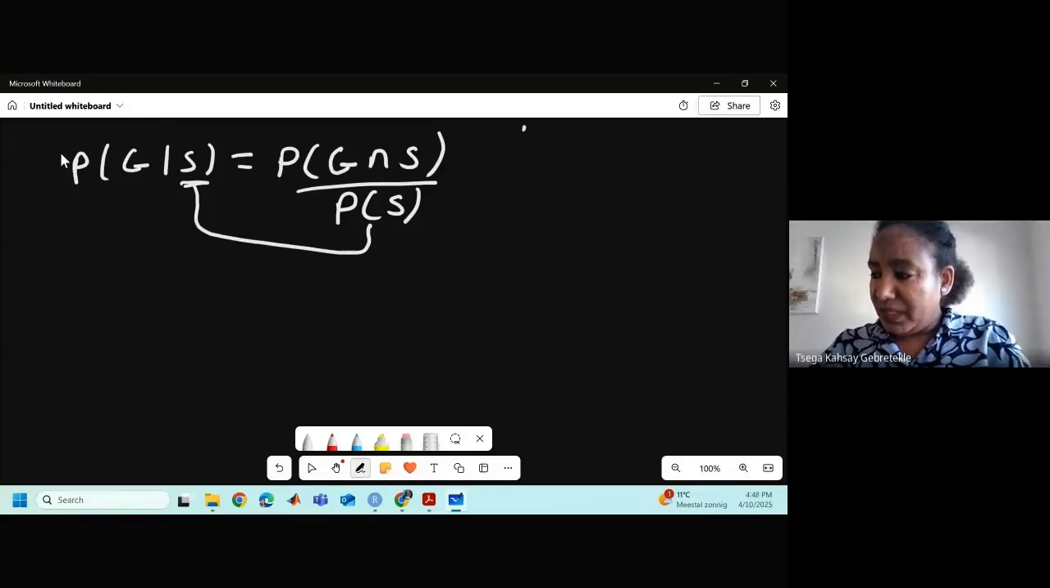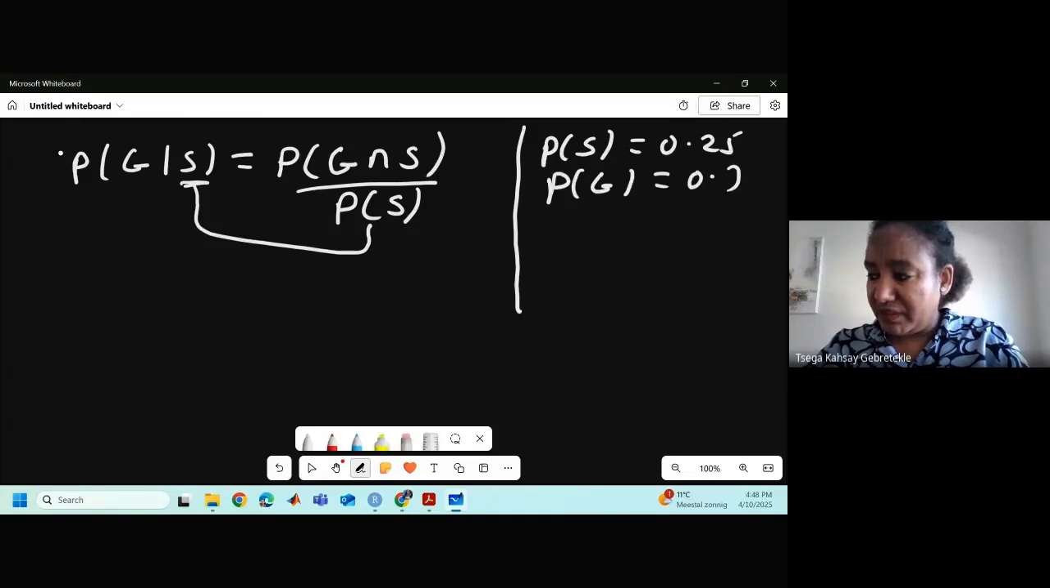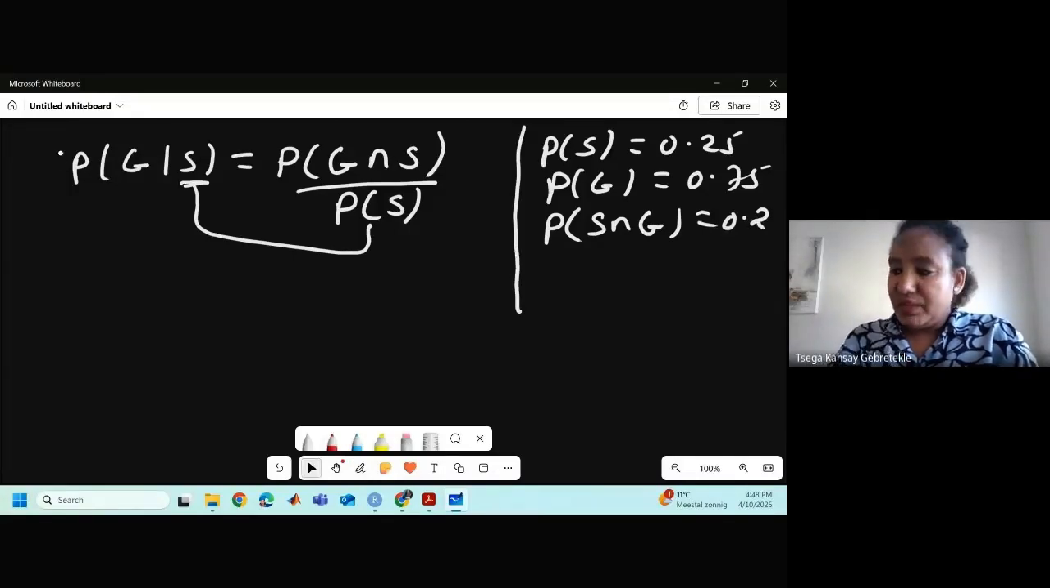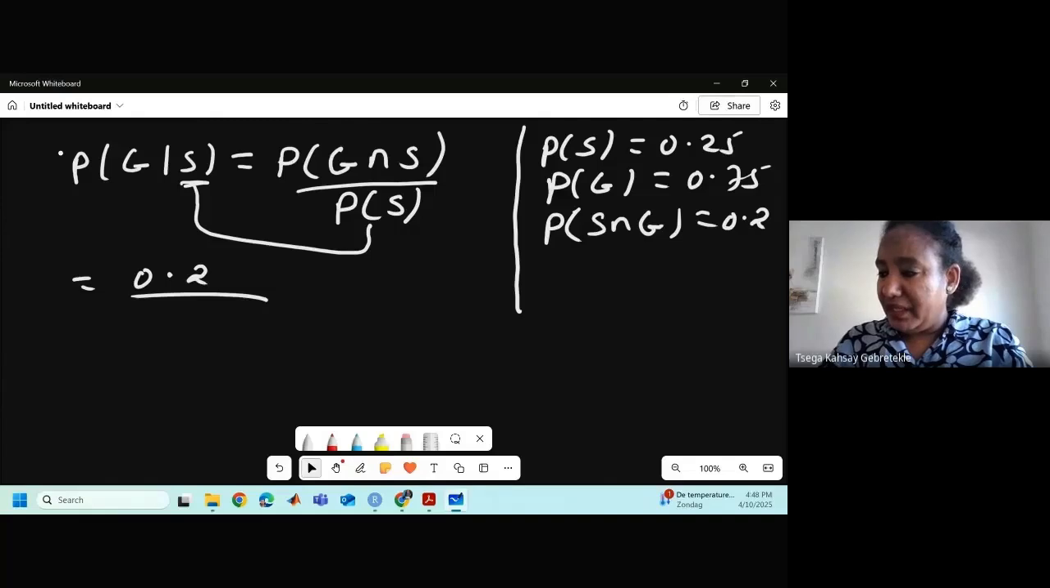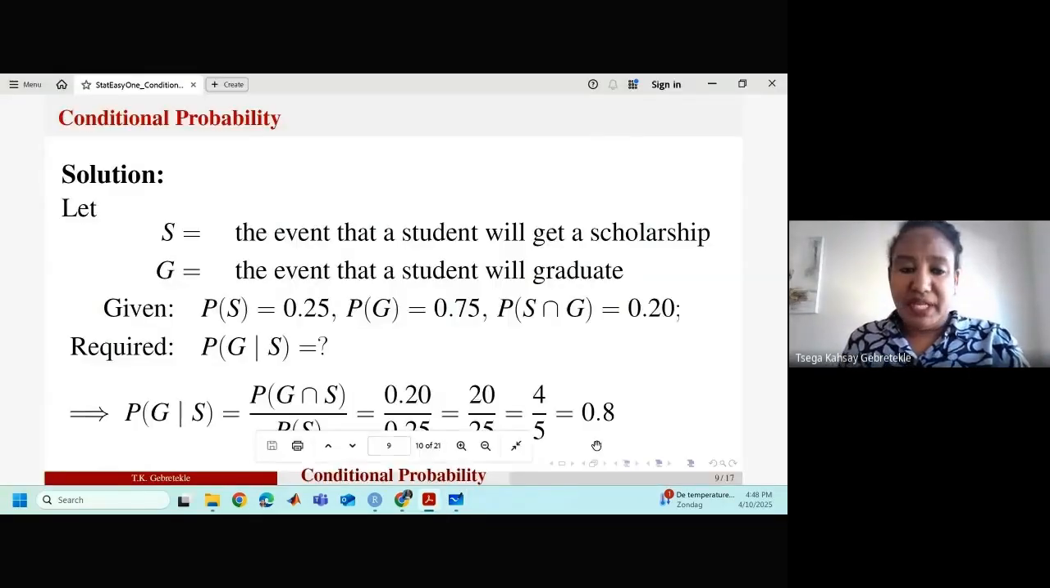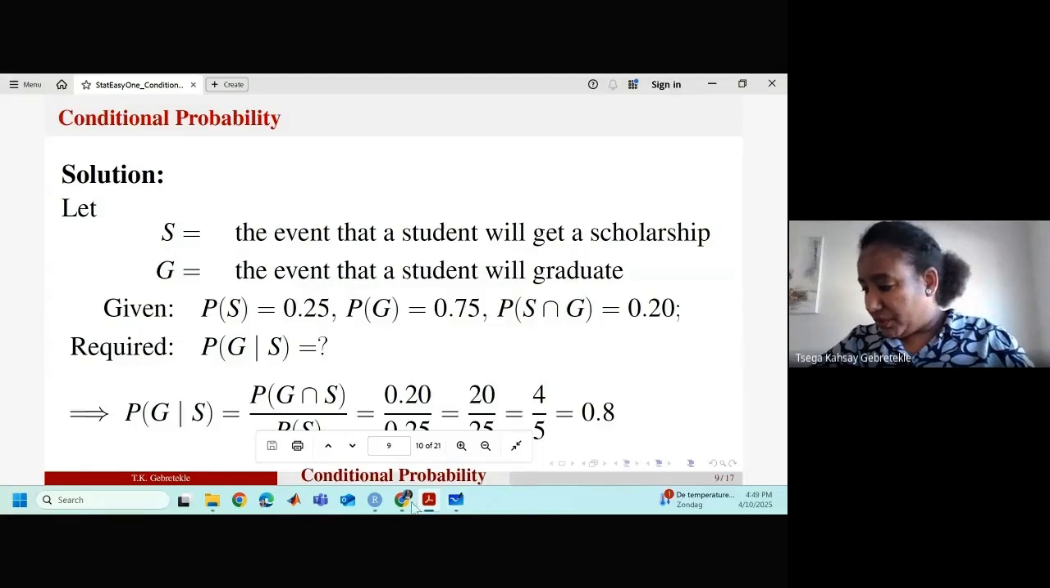Then from the given one, we know probability of S is 0.25. Probability of G is 0.75. And probability of S intersection G is 0.2. That's the given. So it's just substituting in this equation. So the intersection is 0.2 divided by probability of S, which is 0.25. And that is 0.8. So let me just show you in R.